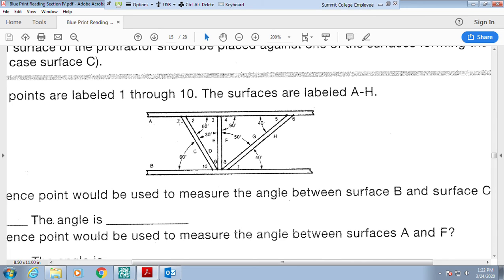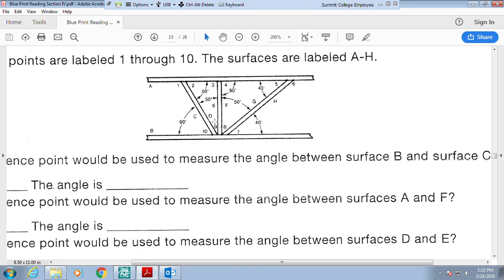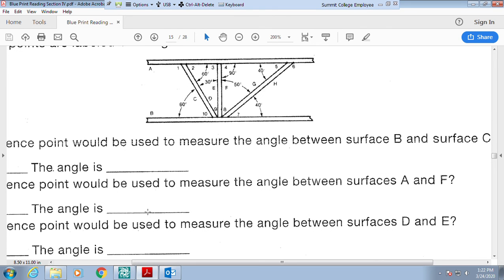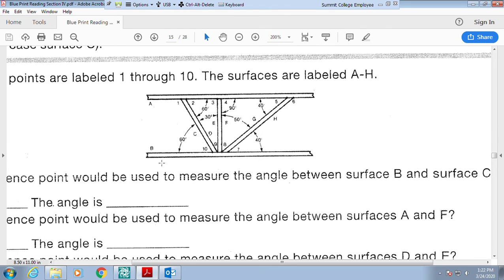Okay, surface A, surface F, point, angle. All right, D, and E. This is my point. This is my angle. And A and G. So here is A and here is G. This is my point and this is my angle.